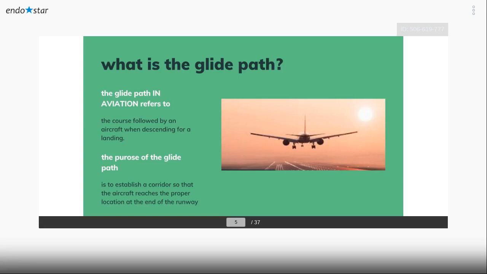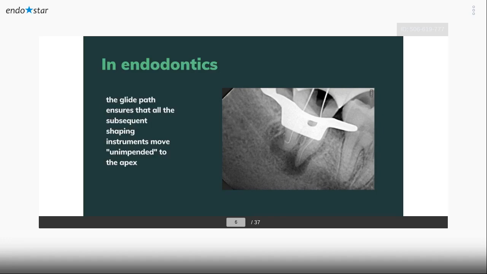What happens when the plane goes off the glide path? I don't really want to talk about this, but we all know what happens. Talking about what happens in endodontics when we don't have a proper glide path, this can lead to transportation, ledge formation, or even blockage of the canal with debris.